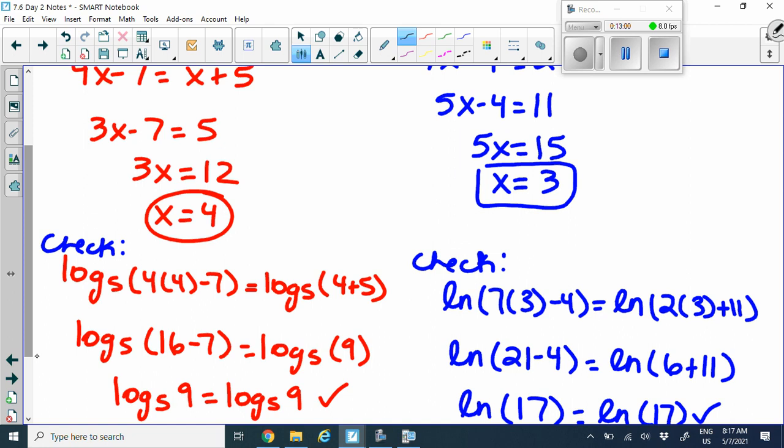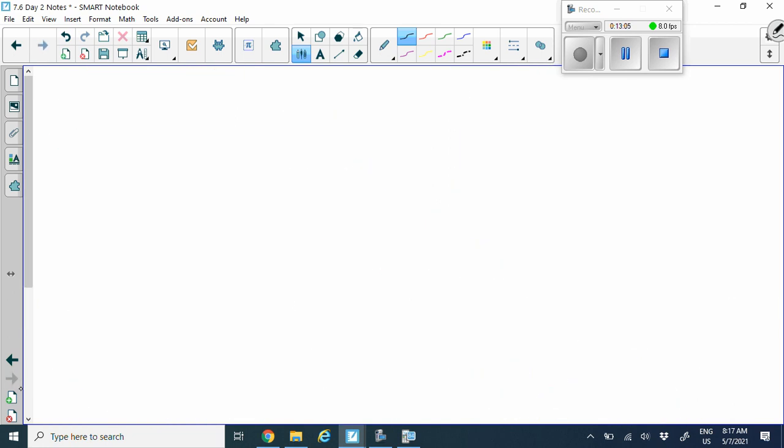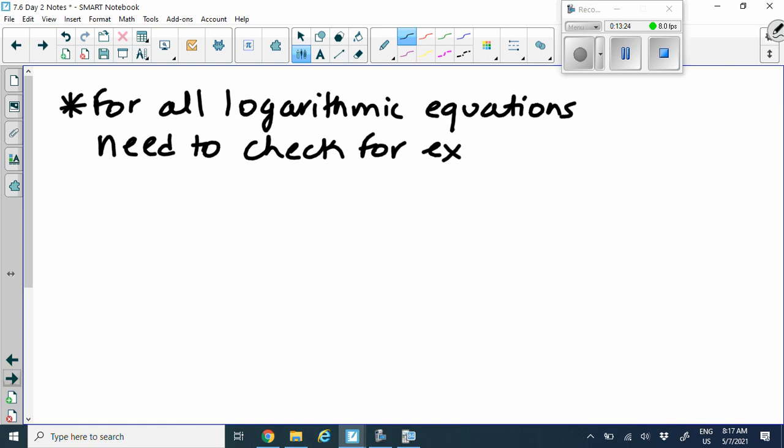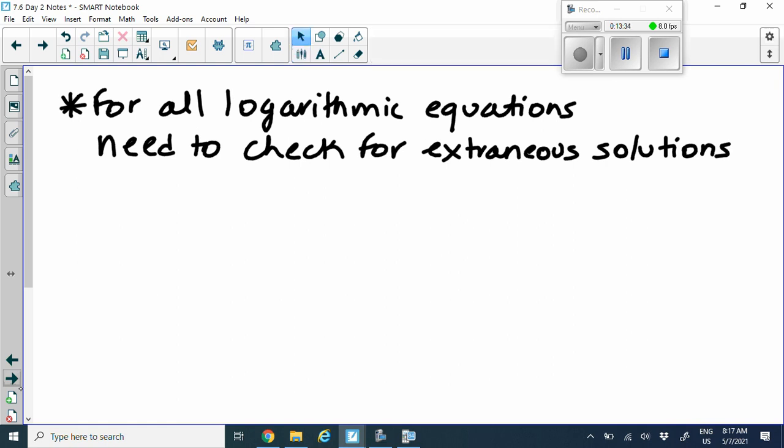So for all your logarithmic equations, you might want to write this onto your notes. I'm going to put that here. For all logarithmic equations, you need to check for extraneous solutions. Okay? So just make sure you do that when you do these logarithmic problems on your homework.